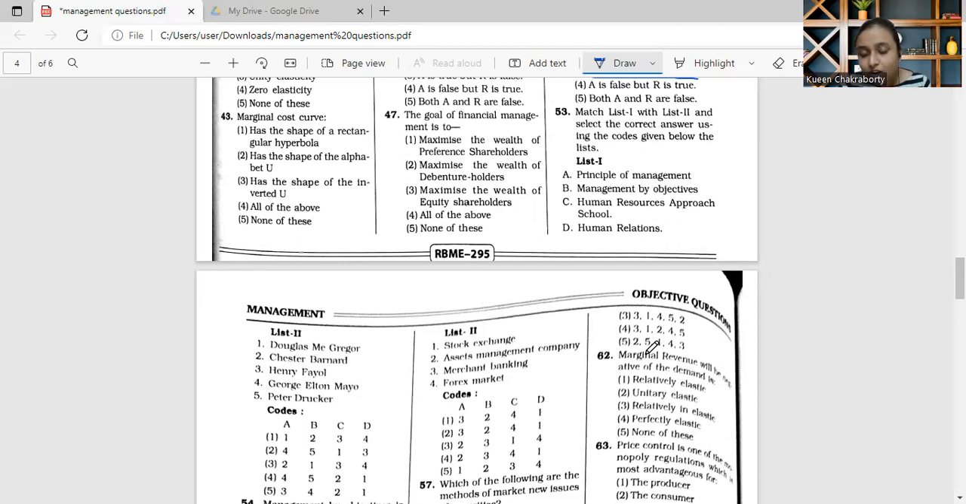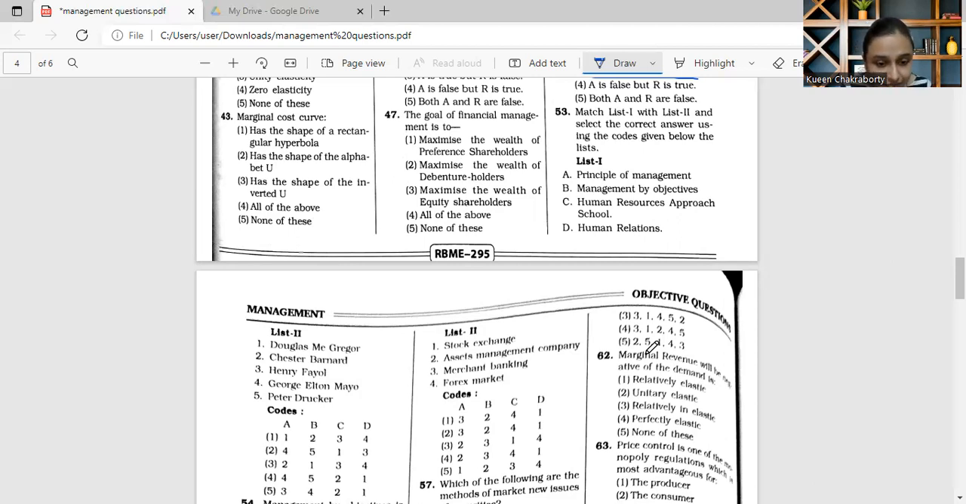So next, moving on to management by objectives, which is the B for us. B will be 5, which is Peter Drucker. Why? Because the term management by objectives was very popular and it was popularized by Peter Drucker in 1954, in one of his books called The Practice of Management. So accordingly, Peter Drucker will be the option for B.